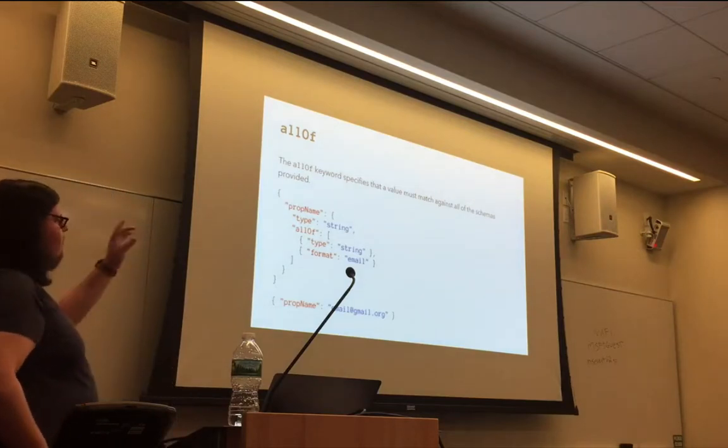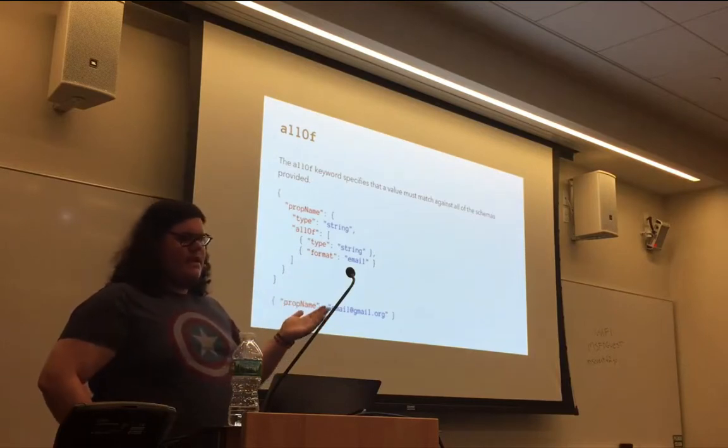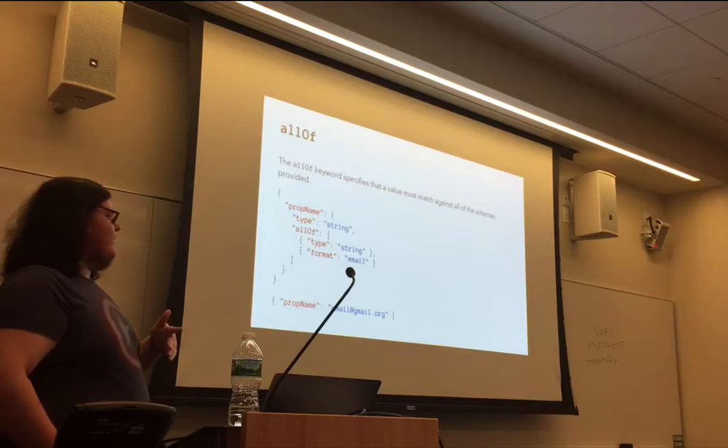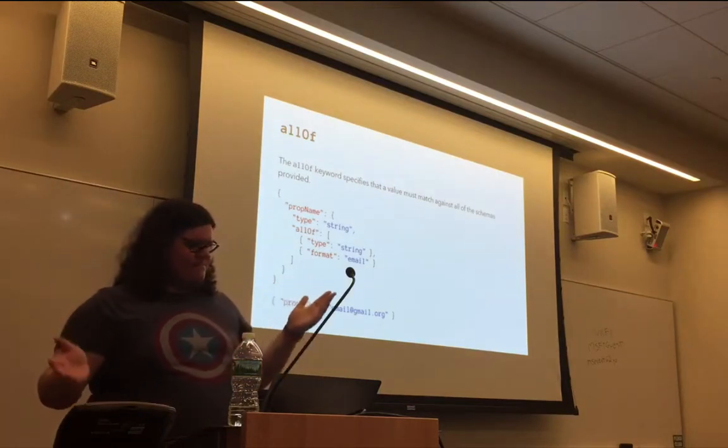So you can see that it has to go through every single schema and ensure that the value is valid against every single one of those. It's easy here to shoot yourself in the foot. You could easily say that the type is integer, and it has a format of email, and that can never validate.